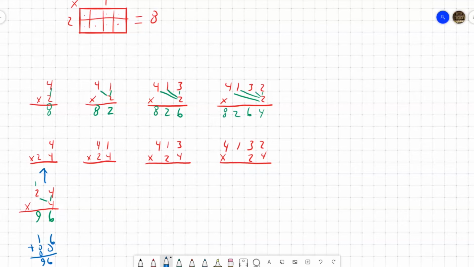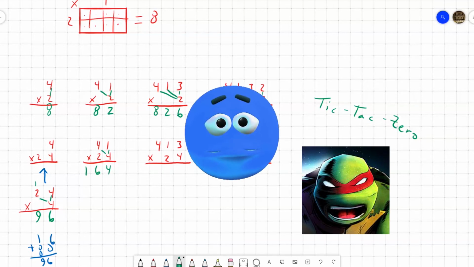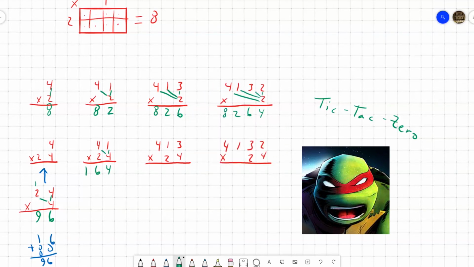Next one, let's see if we can find the patterns and continue on with what we know. So 4 times 1 will give me 4. 4 times 4, 16. And then we do something that I like to call Tic-Tac Zero. I know that some of the 4th grade teachers actually teach a turtle method, and I had a student try to explain that to me previously. It sounded kind of violent, so Tic-Tac Zero is just a much prettier, less violent method. So if you like the turtle method, that's fine. I'm going to use Tic-Tac Zero.